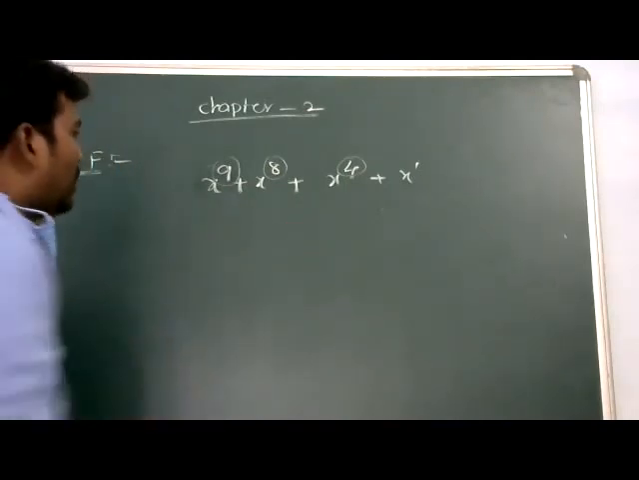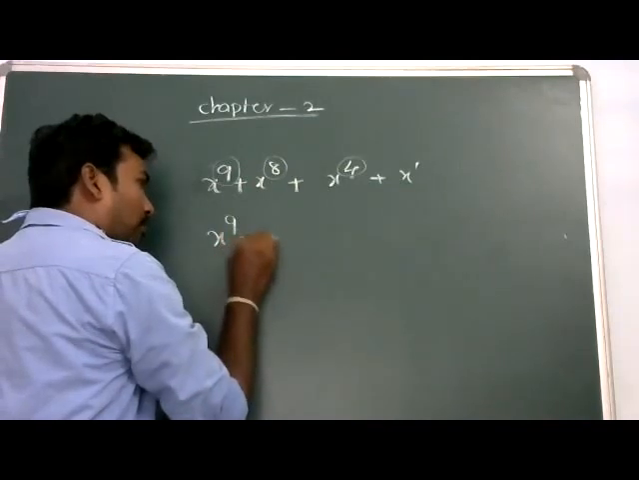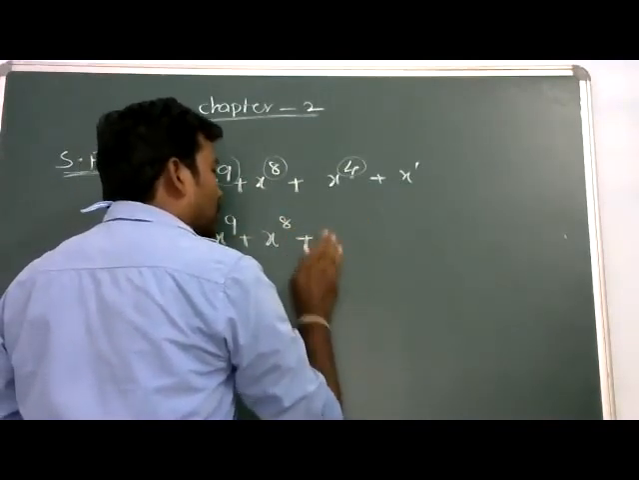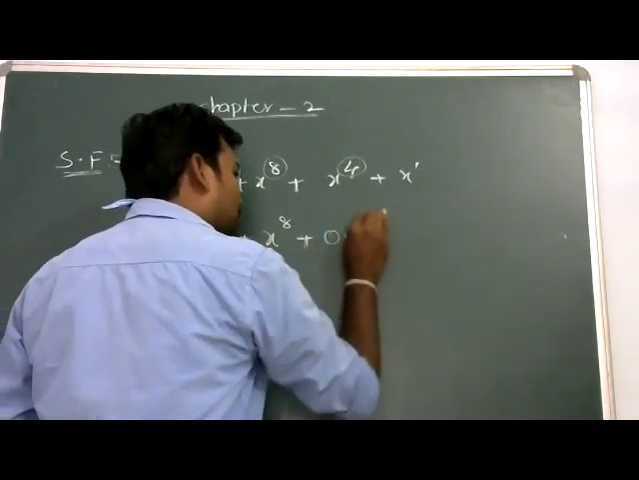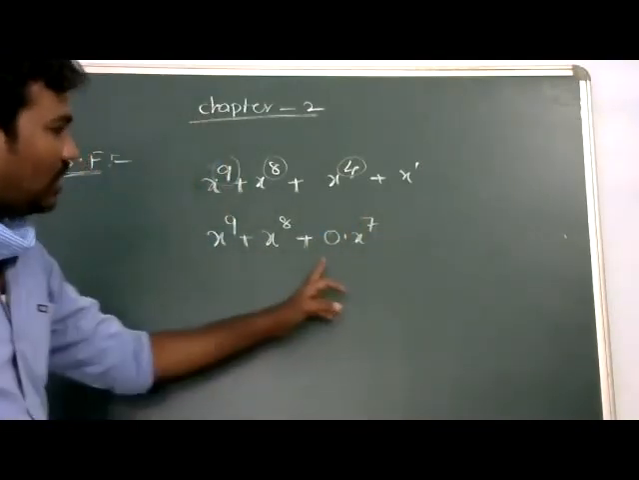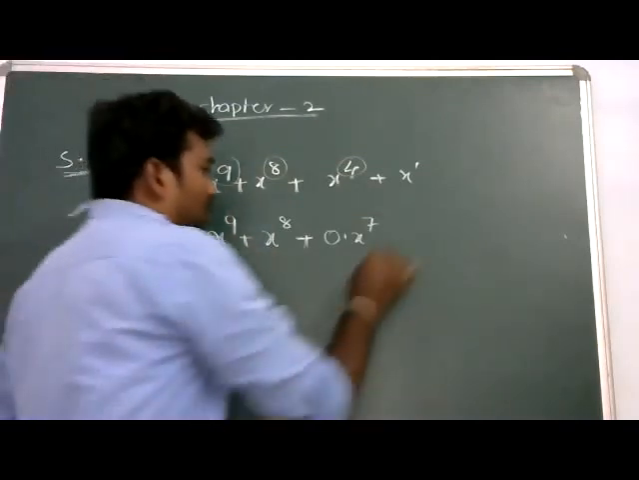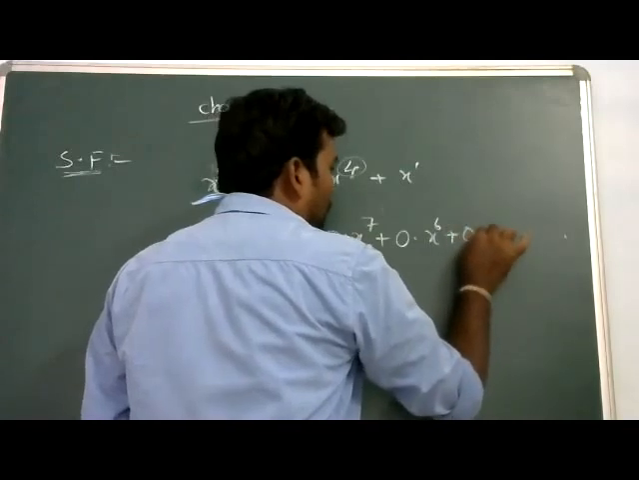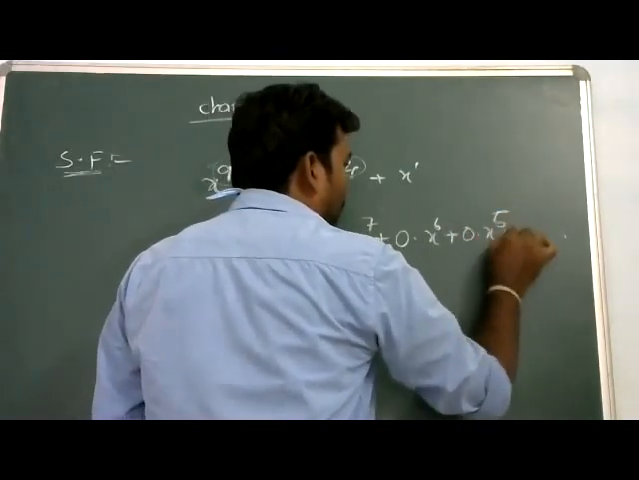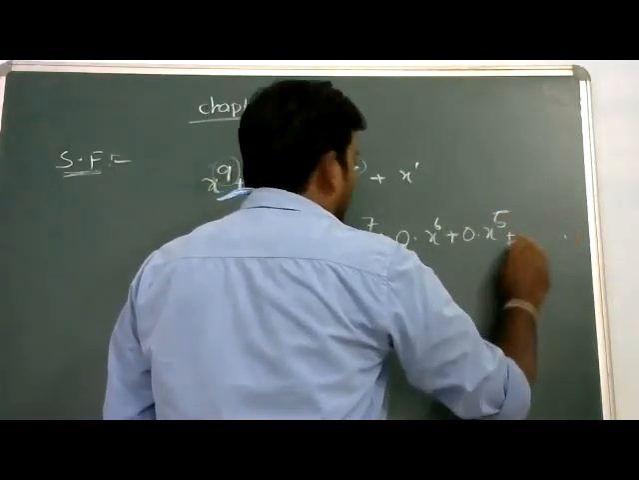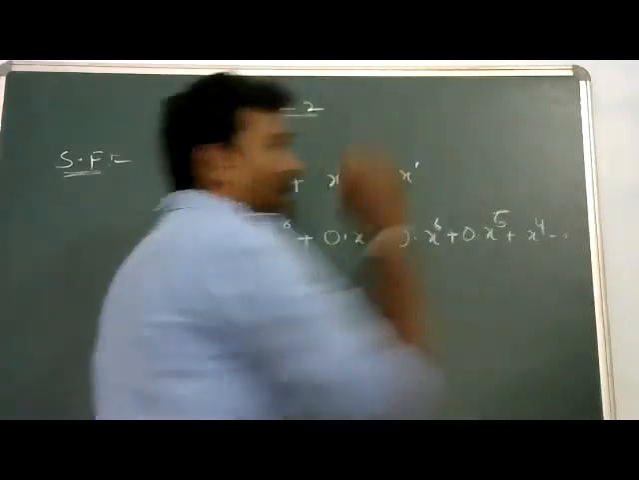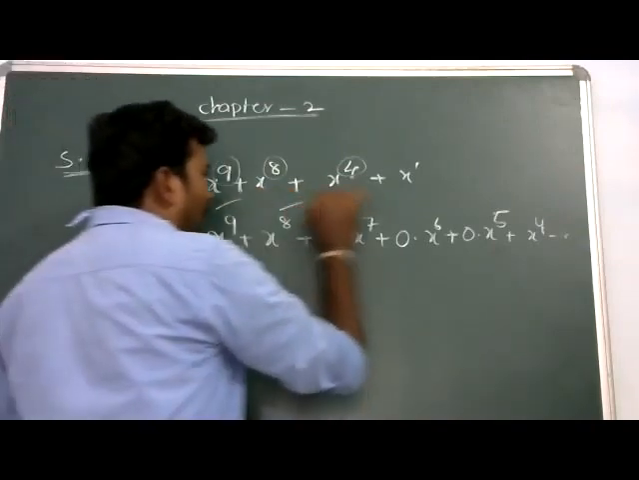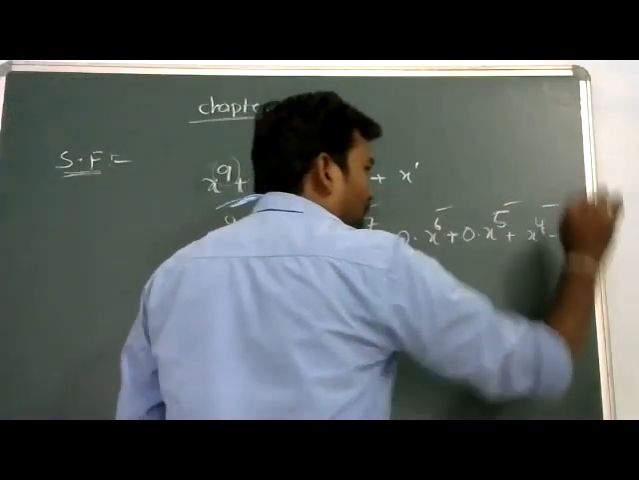So 9, 8, then you can write it as x power 9 plus x power 8 plus 0 into x power 7. Why? Because 0 into anything equals 0. Plus 0 into x power 6 plus 0 into x power 5 plus 0 into x power 4. Like this you can write the remaining. Is it clear? So now you can see 9, 8, 7, 6, 5, 4, 3, 2, 1.